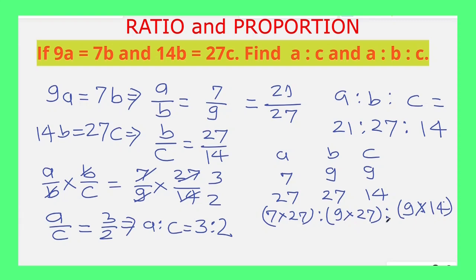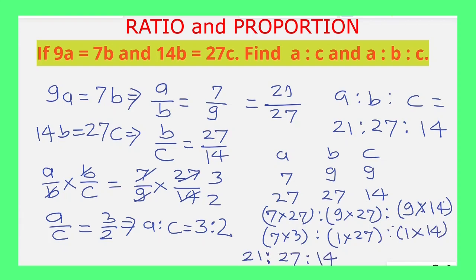So if we divide everything by 9, then what we get? 7 multiplied by 3. Ratio 9 when divided by 9 is 1. So it is 1 multiplied by 27. Ratio 1 multiplied by 14. This is nothing else but 21 ratio 27 ratio 14, which is the required ratio. Thus A ratio B ratio C is 21 ratio 27 ratio 14. We go to the next question.